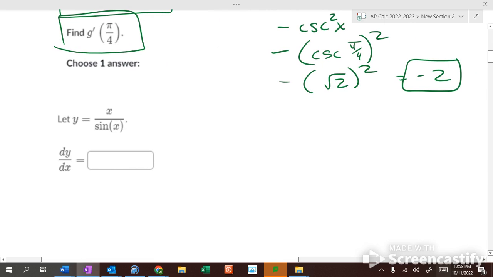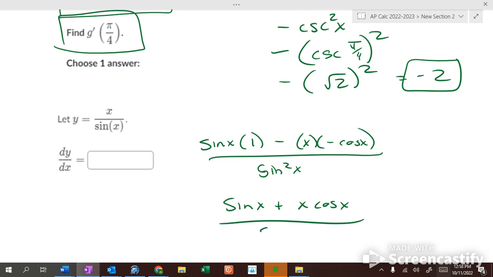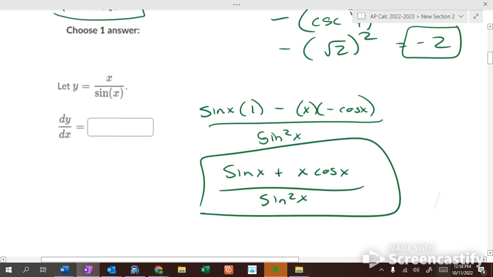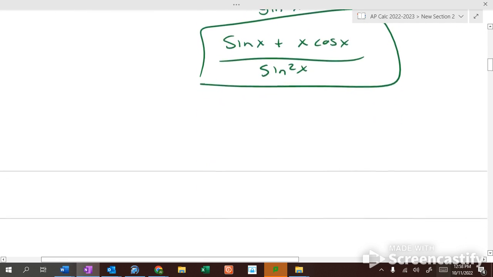What's the first derivative of x over sine of x? What rule would you use? Quotient rule. Sine of x times first derivative of the numerator minus the numerator times the first derivative of the denominator over the denominator squared. So it's the sine of x minus x cosine of x over sine squared of x. And that's where you stop. You don't try to factor and cancel or anything like that there. Okay? We good with that one? Yeah.